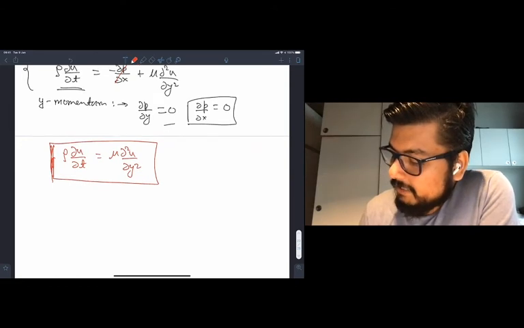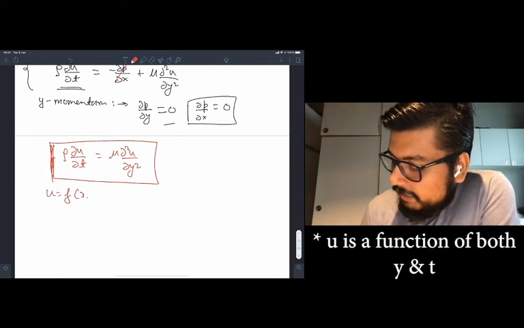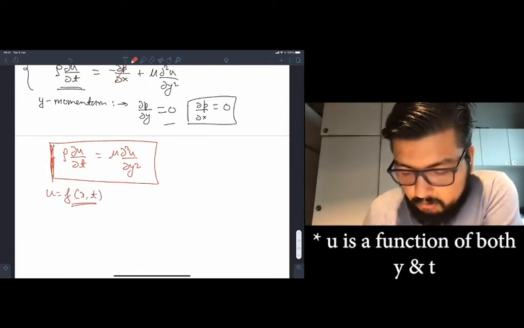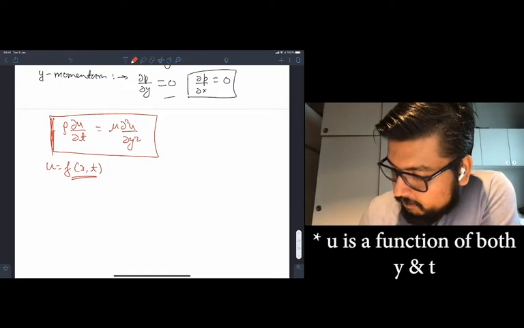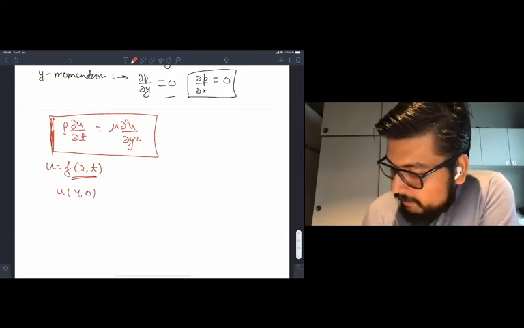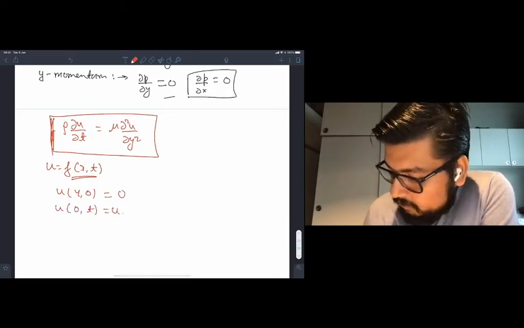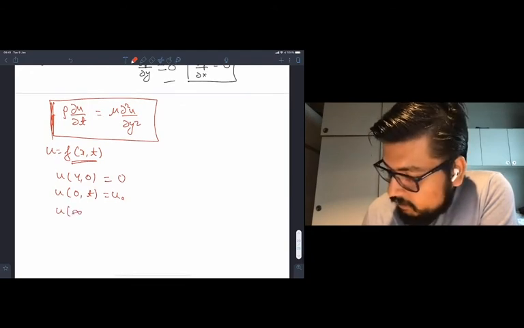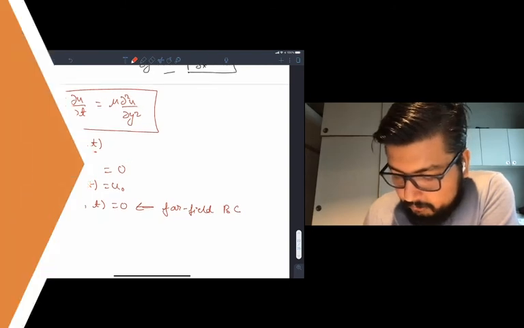Now, unlike the previous cases, I cannot integrate this equation, and the reason is that u is a function of both y as well as time. So I cannot integrate this particular equation. But I do know the boundary conditions, so let us write them down. The boundary conditions for u will read that u at y equal to 0 for any time t is u naught, u at y equal to infinity at any time t is 0, and the initial condition is u at t equal to 0 is 0. So this is the far field boundary condition. The rest two boundary conditions you already know.